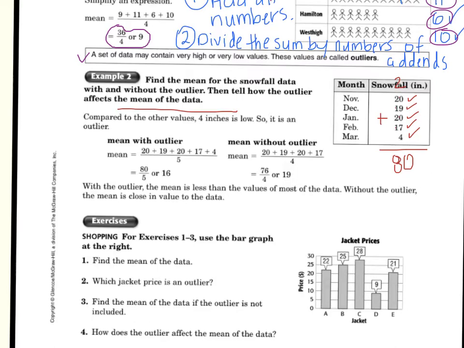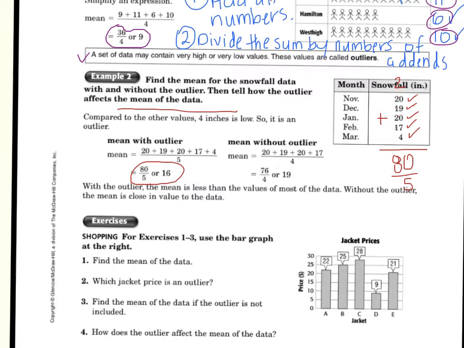How many add-ins are there? 1, 2, 3, 4, 5. So we need to divide 80 by 5. Okay, and you get right here 16. Okay, so about 16. Now that's including the outlier. Can you tell which number is the outlier?